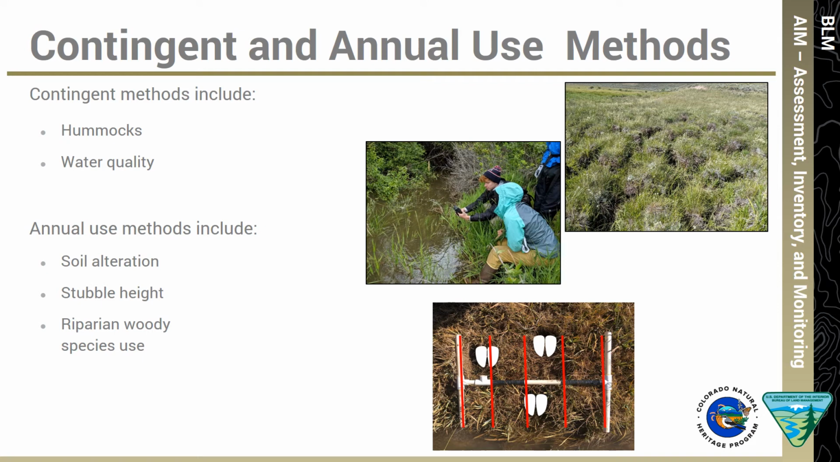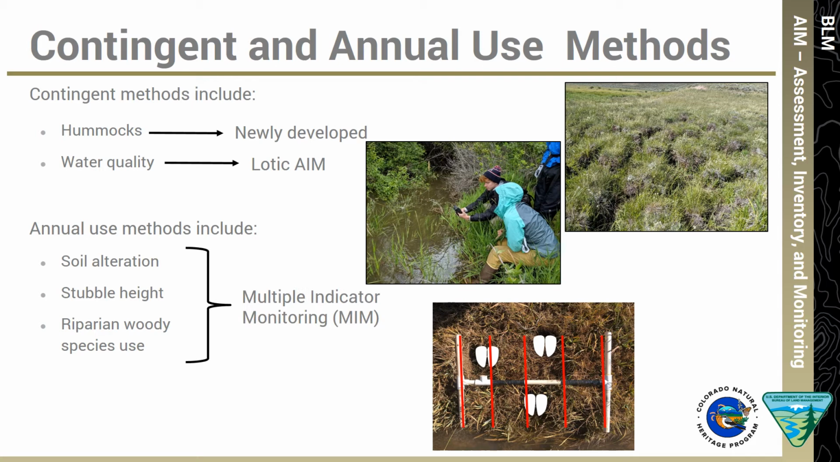Contingent methods in the protocol include hummocks and water quality. The hummocks method was newly developed for this protocol, and the water quality methods were adapted from lotic AIM. Annual use methods include soil alteration, stubble height, and riparian woody species use, which were adapted from the multiple indicator monitoring, or MIM, protocol and older BLM technical references on annual use monitoring.